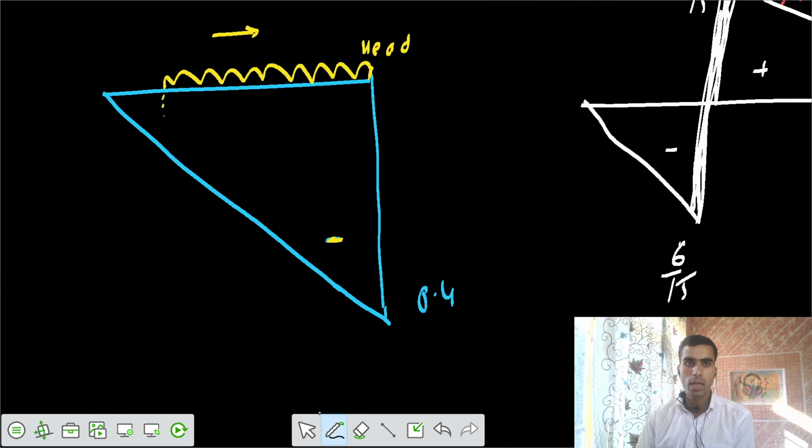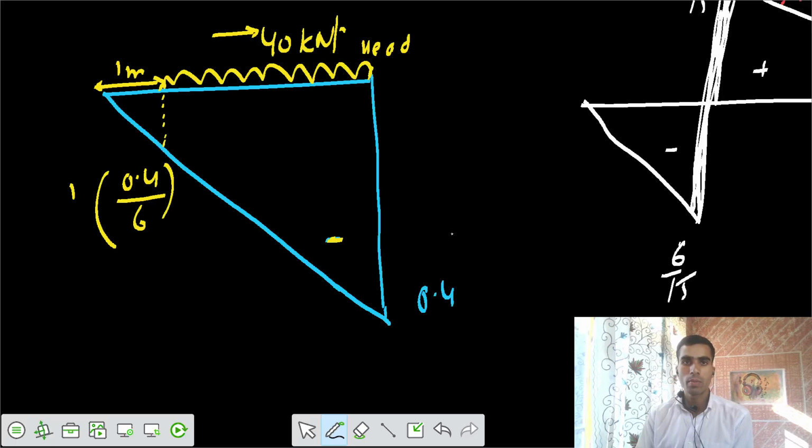So can you tell me what is this ordinate? I would say this is an ordinate of 0.4. It was for the length of 6 meter, but I need only for the length of 1 meter, because this one is 1 meter from this point to the loading. So I would say loading of 40 kilonewton per meter is there, and length is 5 meter.